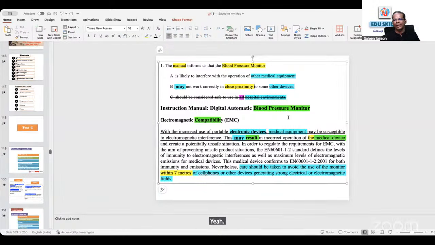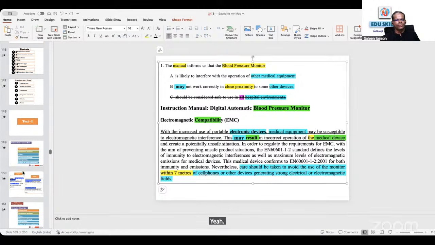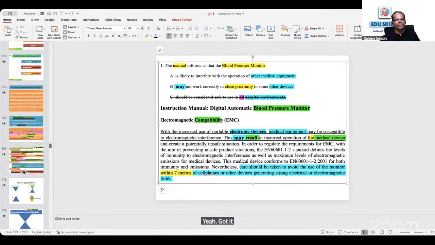That's why I said two triangles, one upside down and the normal triangle, touching each other. Topic sentence in the beginning and the same topic sentence paraphrased at the end. Got it? Yes.